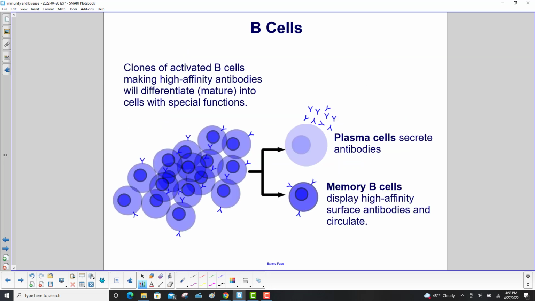Clones of the activated B cells that are making high-affinity antibodies will differentiate or mature into cells with different functions. The plasma cells, which will continue to secrete the antibodies, and memory B cells, they will display high-affinity surface antibodies on their surface there and circulate.